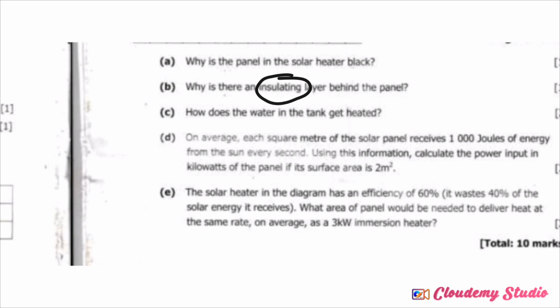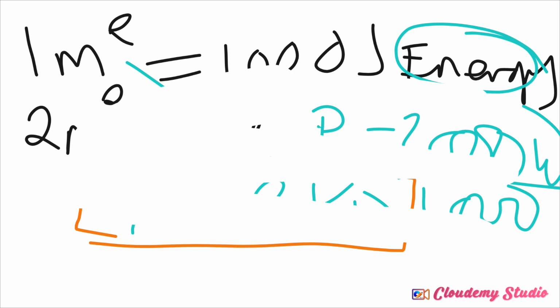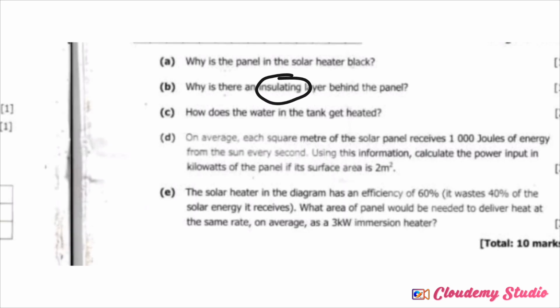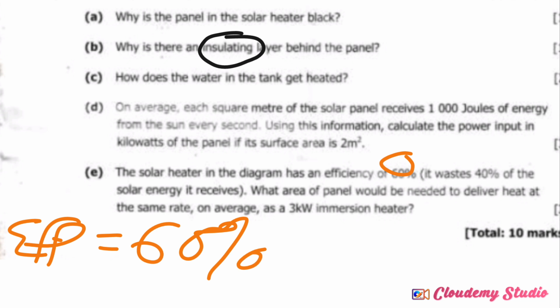Then that was D. Then we go to E. Let me rub very well so that we can go to E. I'll use this same page to solve. E is reading: the solar heater in the diagram has an efficiency of 60%. Under normal circumstances, efficiency is equal to 100%. So if 60% is what the machine has, meaning 40% is wasted, it wastes 40% of the solar energy it receives. What area, X, is needed?